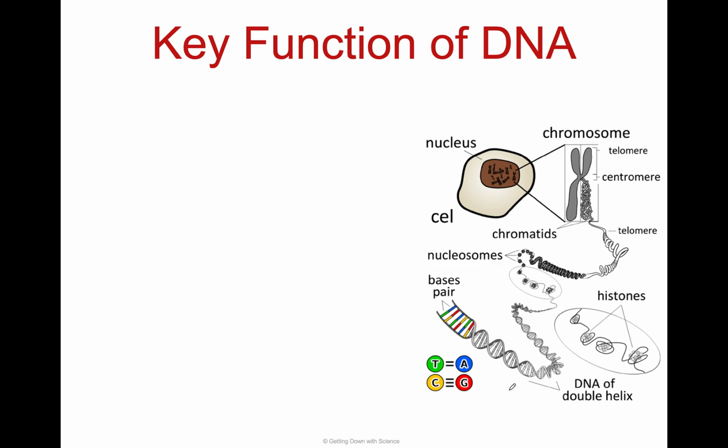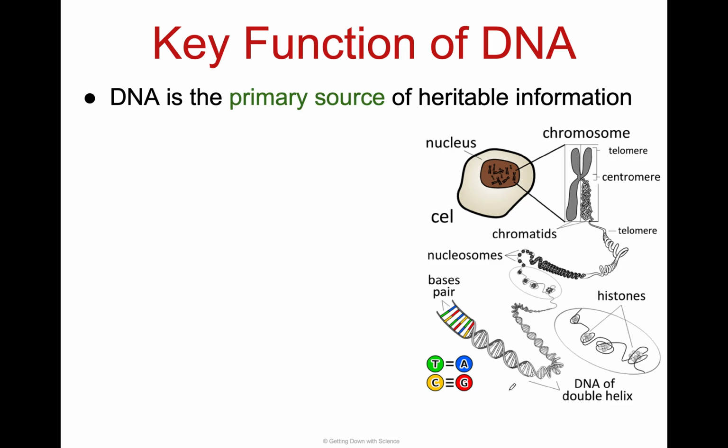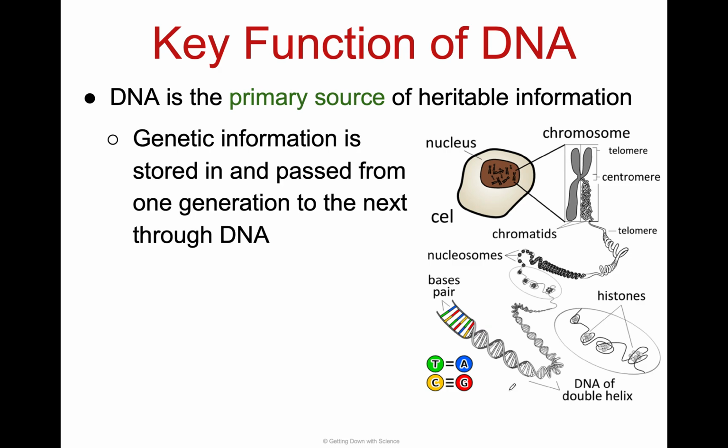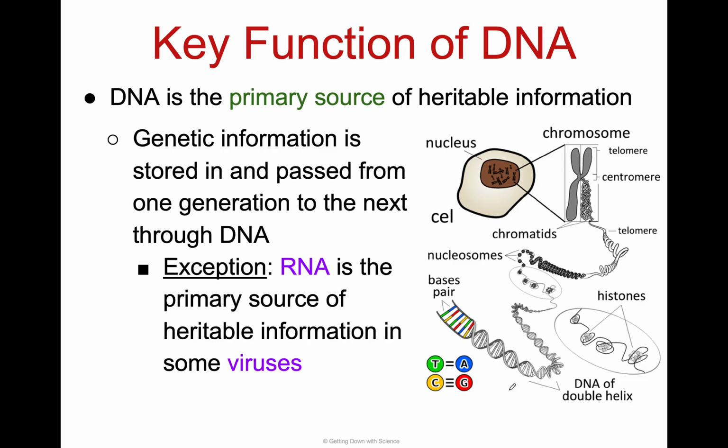Key functions of DNA. DNA has some key functions. As we know, it is the primary source of heritable information for every living organism. Genetic information is stored and passed from one generation to the next through DNA. So whether you are a sexually reproducing organism that goes through meiosis and then comes together through fertilization to create a new organism, or whether you are asexually reproducing, going through mitosis, either way, this information is passed from one cell to the next cell.